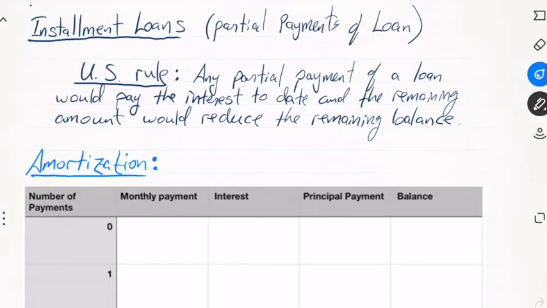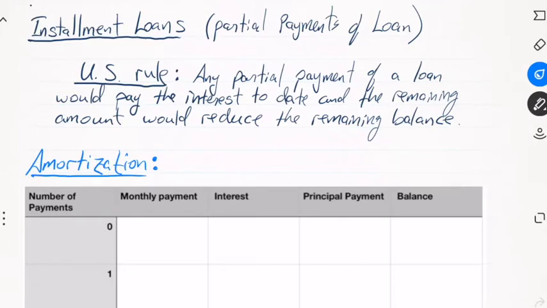So it was kind of unfair that if you made a partial payment, the bank had use of this money, but you still had to pay interest on it. So the U.S. rule stated that if a person made a partial payment of a loan, they would pay the interest up to that date of the payment, and then the remaining amount of their payment would go towards the balance of the loan. So it took care of two things at once. It made the banks happy because they were getting their interest, and it made the people happy because it was reducing the amount of the loan and therefore reducing how much interest they would owe later on.